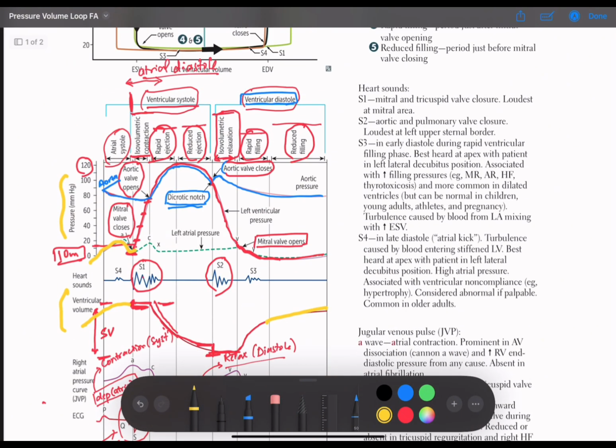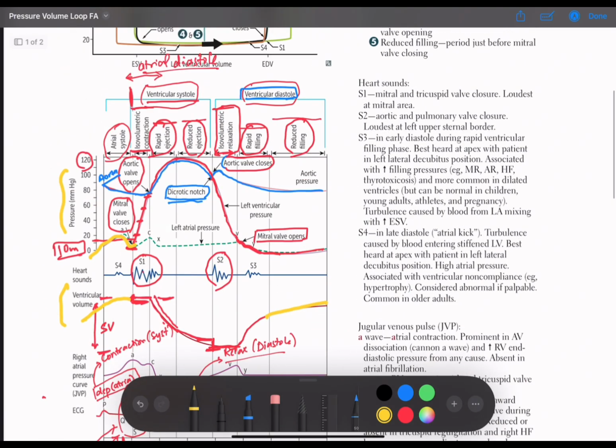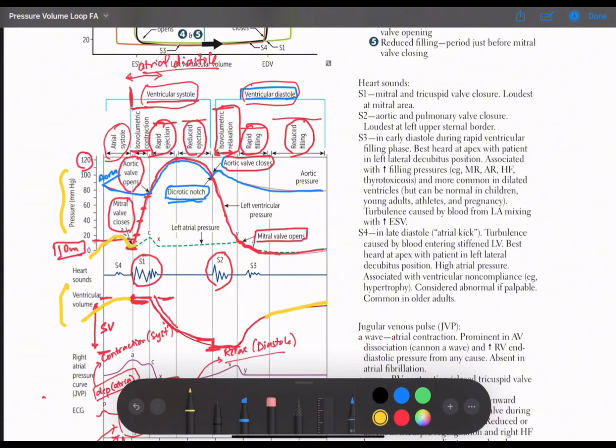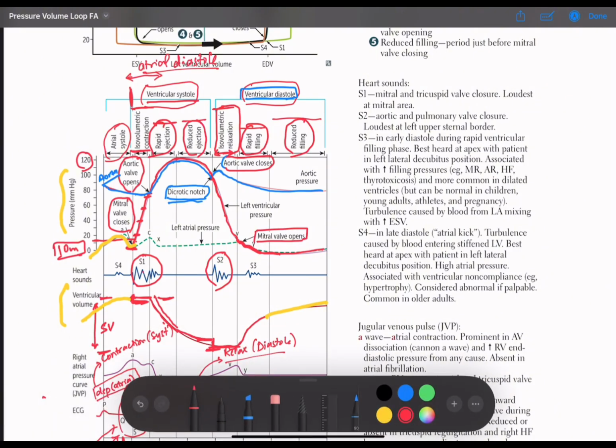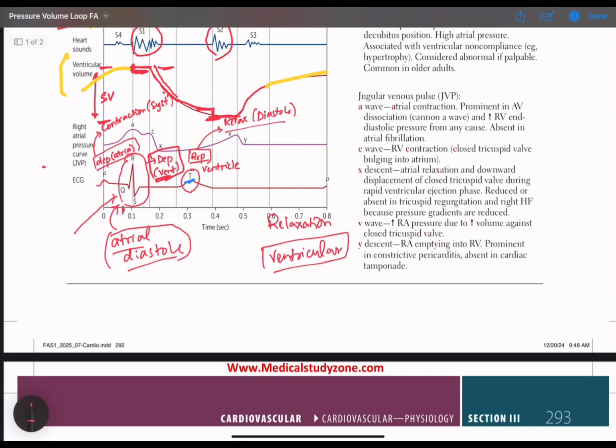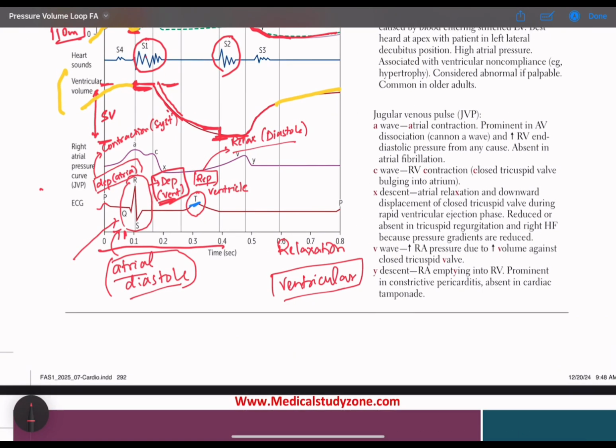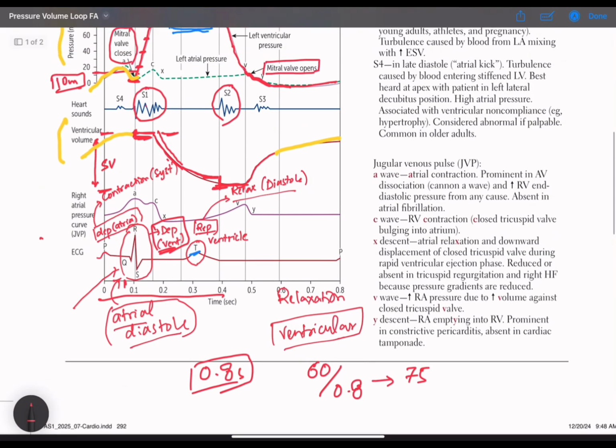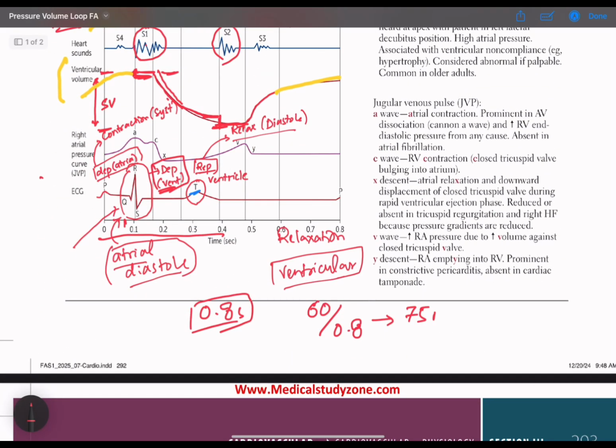Now let's review the First Aid. Sorry, one thing I have to mention is the time. The normal time frame of this cardiac cycle is 0.8 seconds, which can give us the clue of the heart rate. If we divide 60 by 0.8, it will give us 75. So this means that the heart rate of this particular heart is 75 beats per minute.